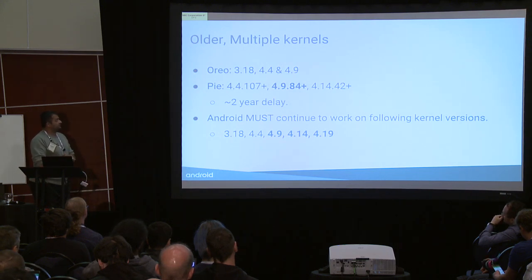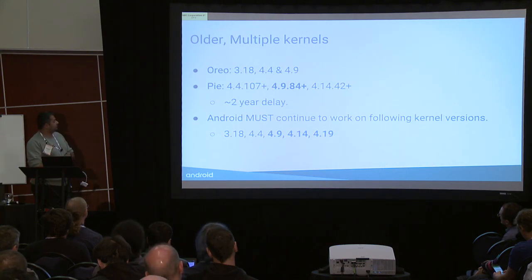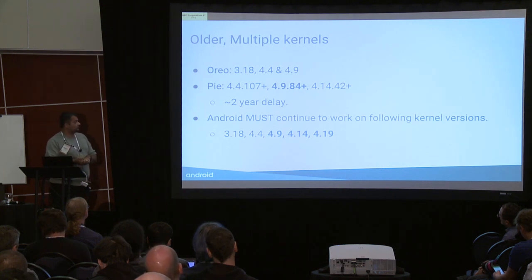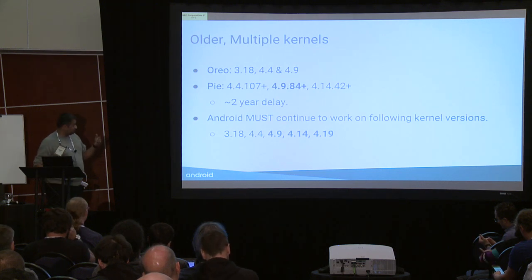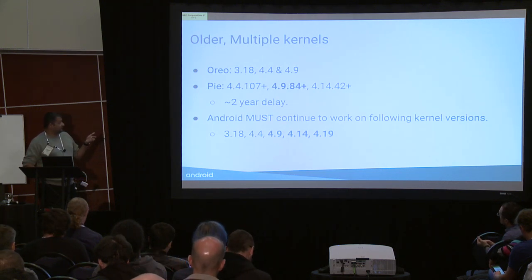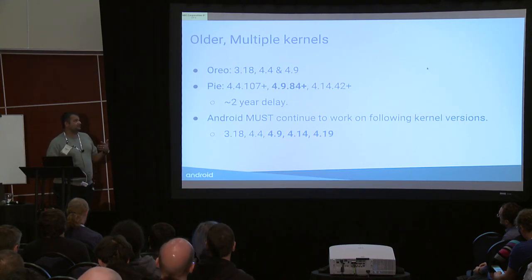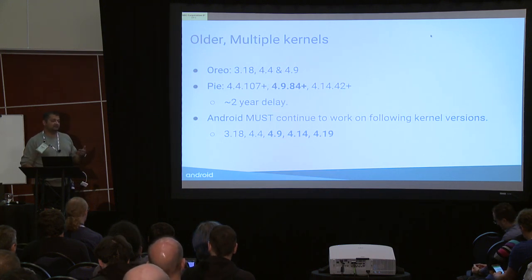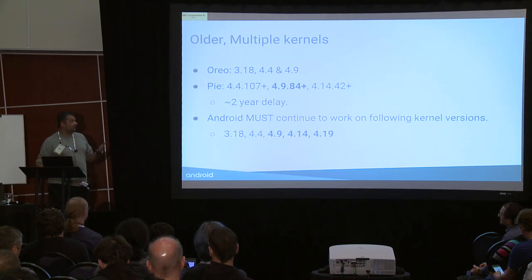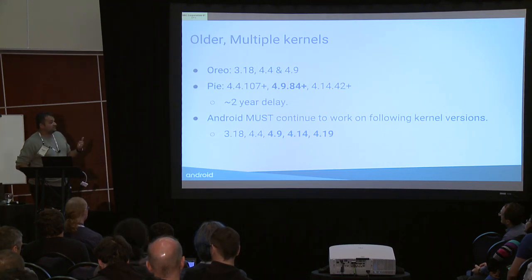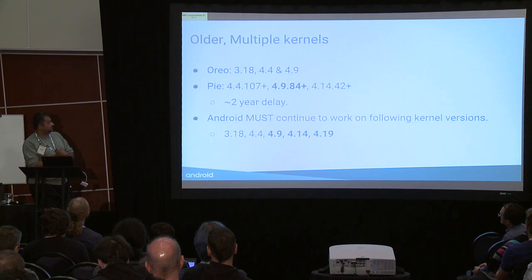Older, multiple kernels. Like I said, until 2 years ago, we didn't have any of this. Around Oreo, we have Android devices that basically get launched with Oreo. We have a 3.18, 4.4, and 4.9 requirement of such. So for example, a device being launched with Oreo can't be with a kernel that is any older than 3.18. Now again, 3.18 is still about 3 years old at the Oreo time, or maybe 2 years old at Oreo time. But it's still better than having Oreo devices with 3.4, because it reduces your data set immediately.